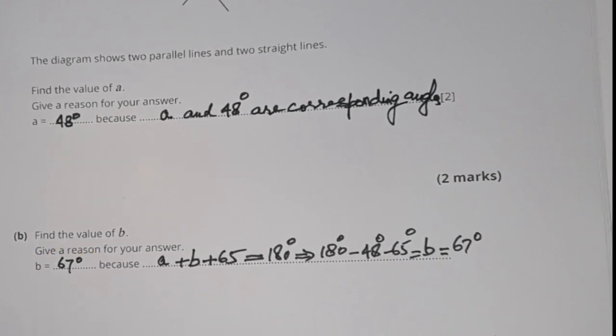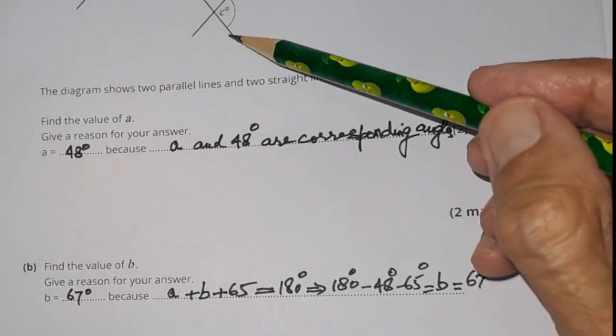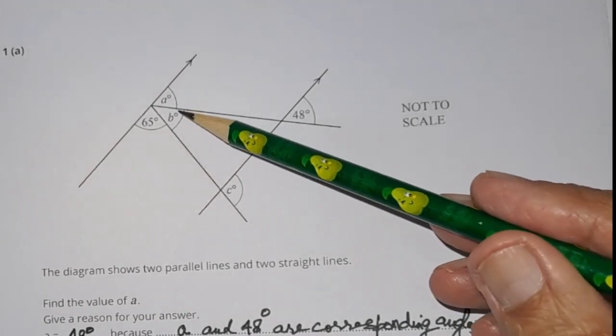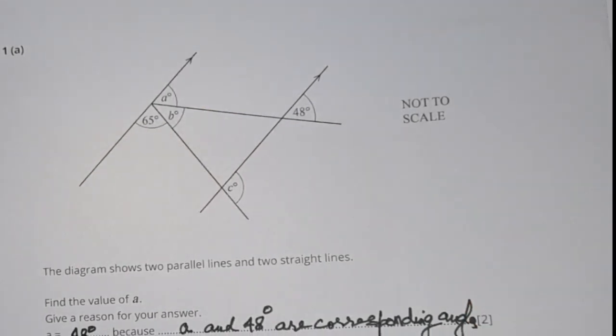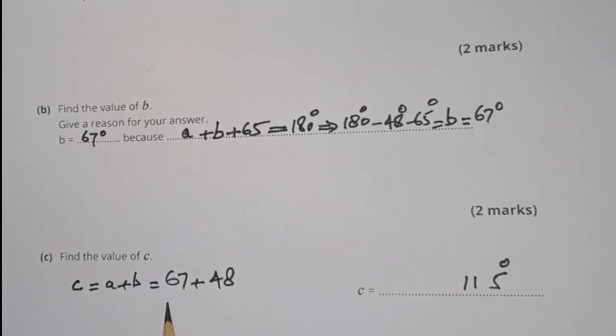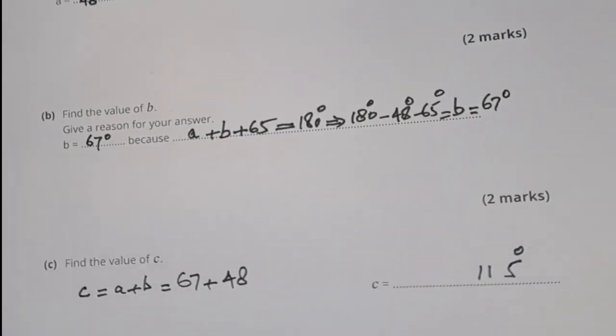Then we are asked for angle C. Angle C is a corresponding angle to A plus B. So we write down C is equal to A plus B, that is 67 plus 48, which is equal to 115 degrees. So our parts A, B, C are completed. Then we go to the next page, and this question is already completed, and then we go to question number 2A.